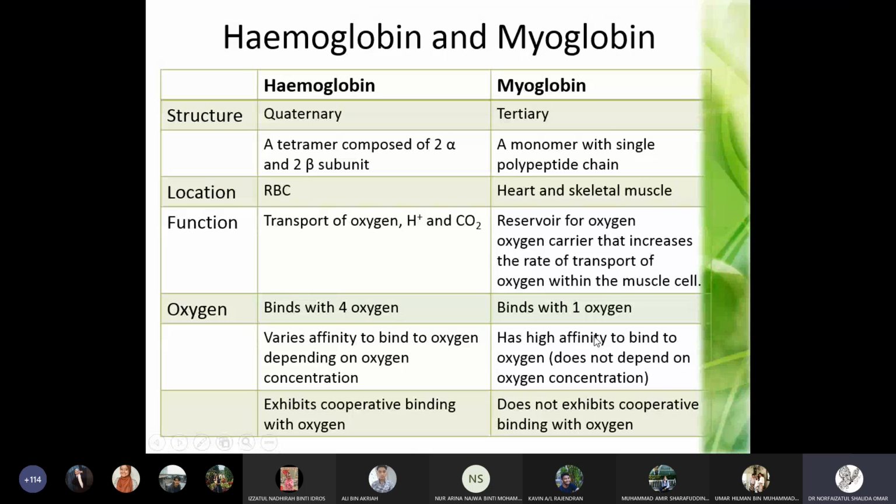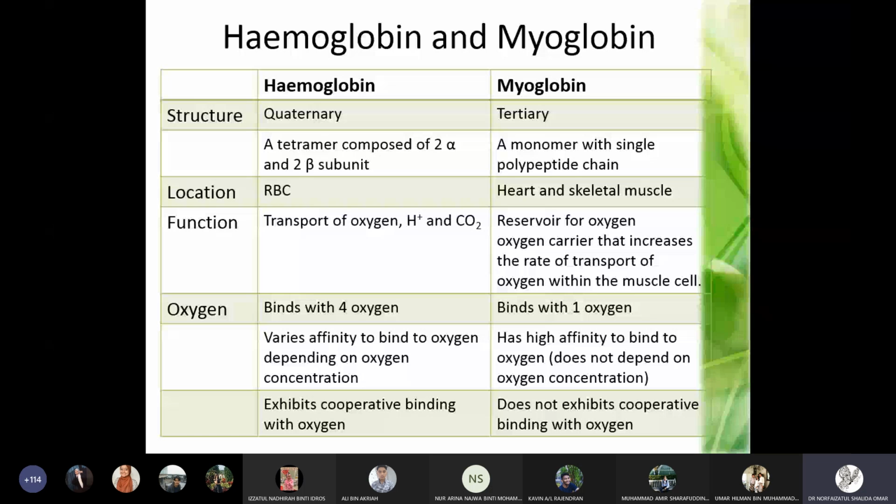So hemoglobin is made up of two alpha and two beta subunits. Hemoglobin you find mainly in the RBC for transport of oxygen, okay, hydrogen and carbon dioxide. So it carries oxygen towards the cells that need it, and then after it transfers the oxygen, it will take up the carbon dioxide and go back to the lung, so that the carbon dioxide can be exhaled out from the lung.